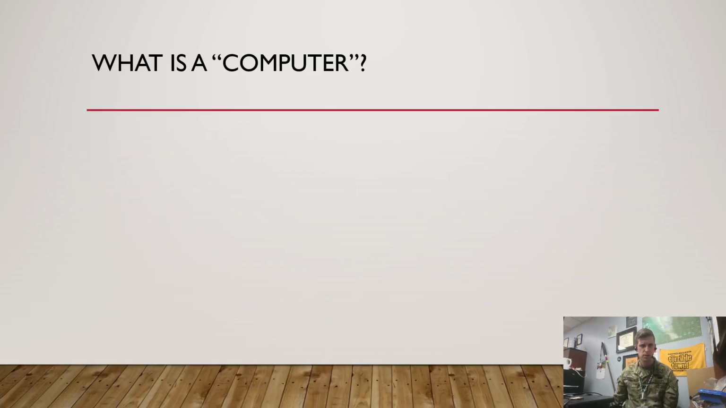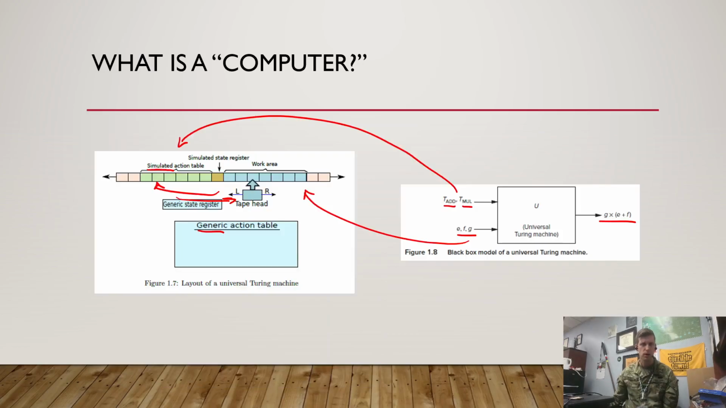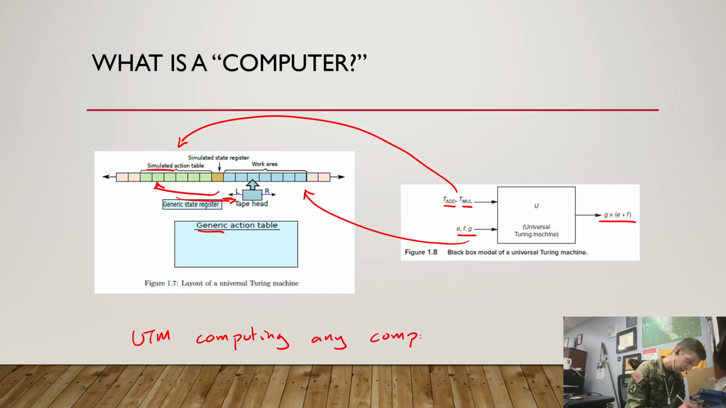Turing further proposed, and this is the last critical piece of this, that a universal Turing machine is capable of computing any computable problem.